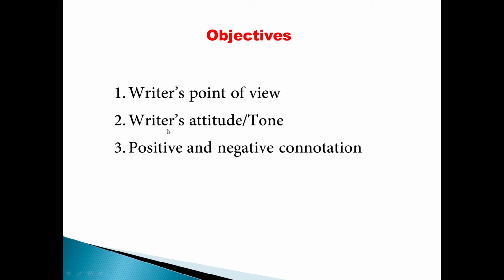Number 2, identifying the writer's attitude or his tone towards the piece of writing, and also identifying the positive and negative connotation of the words that are used in the passage. So these will be our objectives for today's lesson.